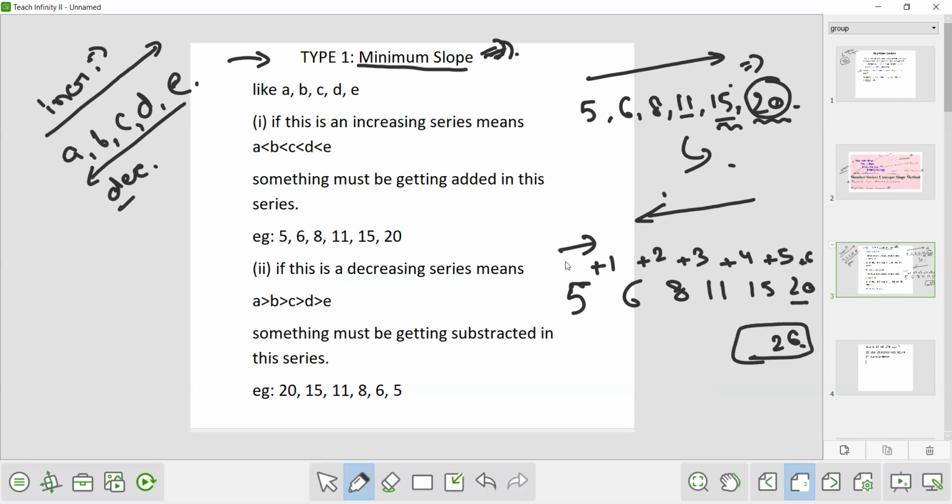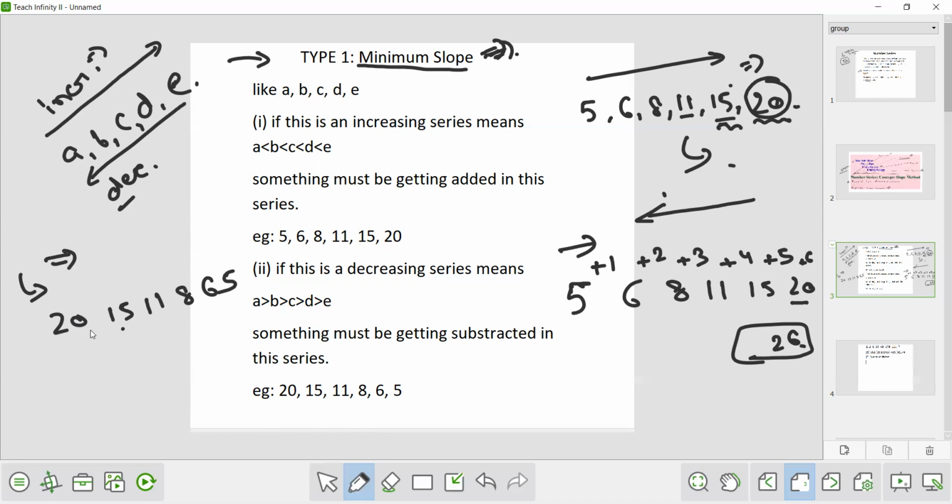Something is getting added, or if it is in decreasing form like 20, 15, 11, 8, 6, 5, here what we see is whether 5 is some times of 6, meaning 2 times, 3 times? No, it is not like this. Is 6 some times of 8, like 2 times, 3 times? No. So again we have seen that it is in the form of minimum slope. Minimum slope means something must be getting added or subtracted. So it is in decreasing order, so something must be getting subtracted.